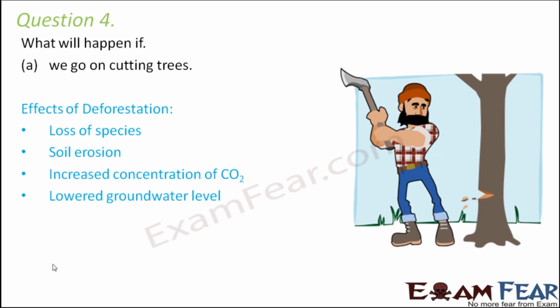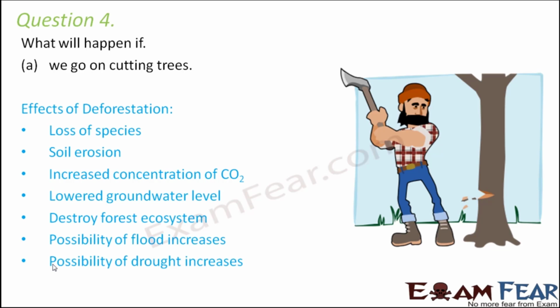Lowered groundwater level. Here also the water retaining capacity of the soil will reduce if plants are cut. Therefore the groundwater level will reduce. The entire forest ecosystem will get spoiled, because when the plants are not there, other animals living in the forest will also face difficulty. Possibility of flood increases, possibility of drought increases. Why does flood increase? This we know, because the water holding capacity of the soil reduces.